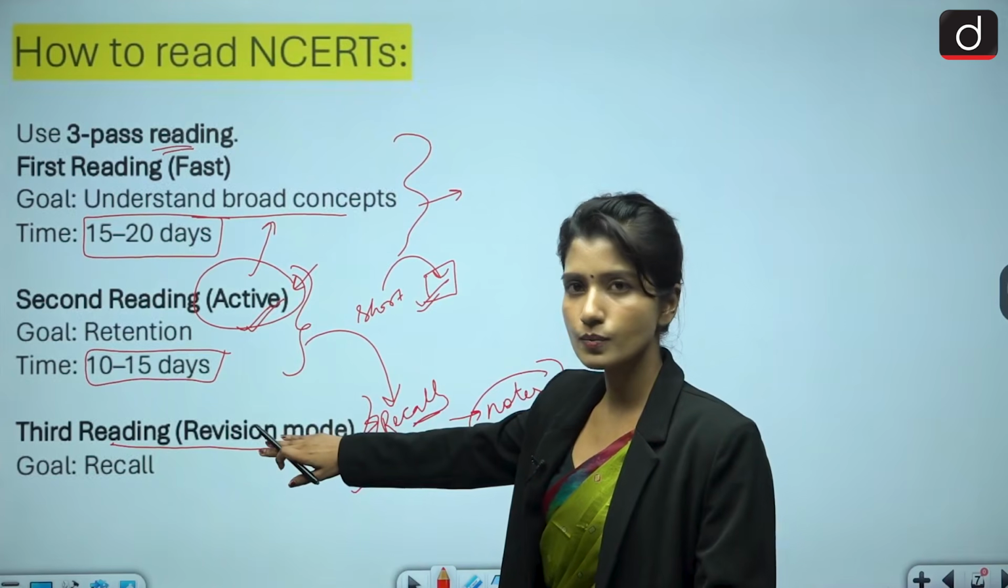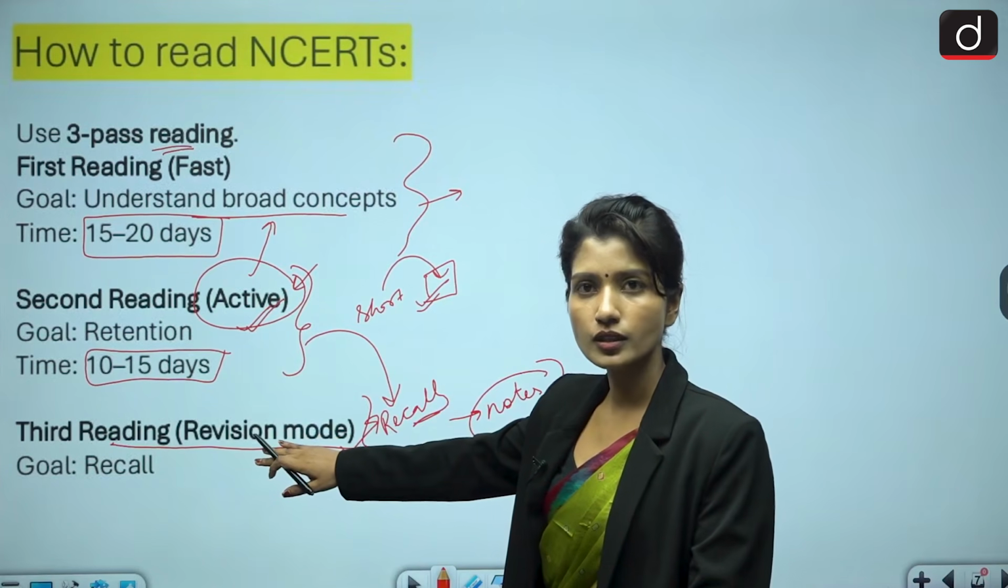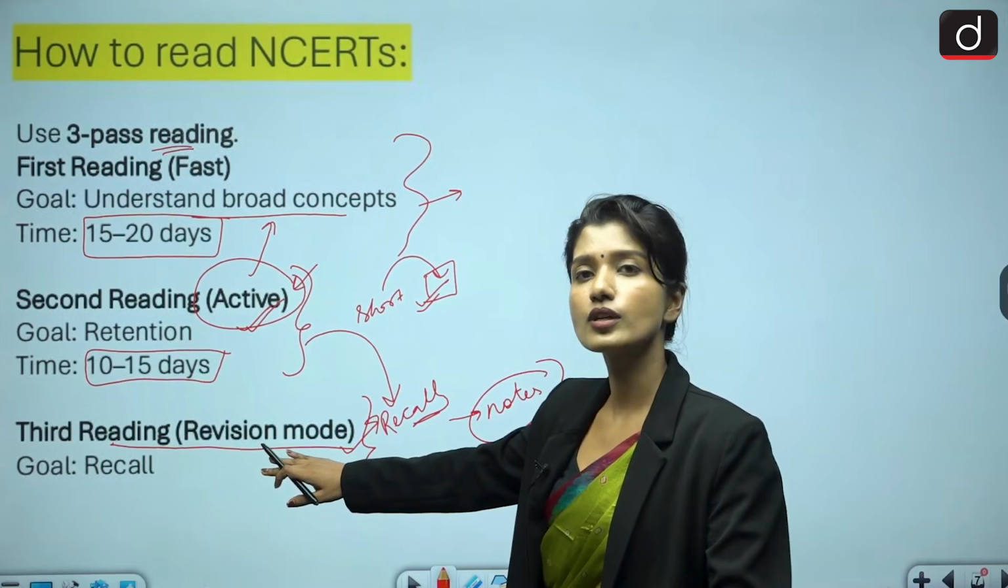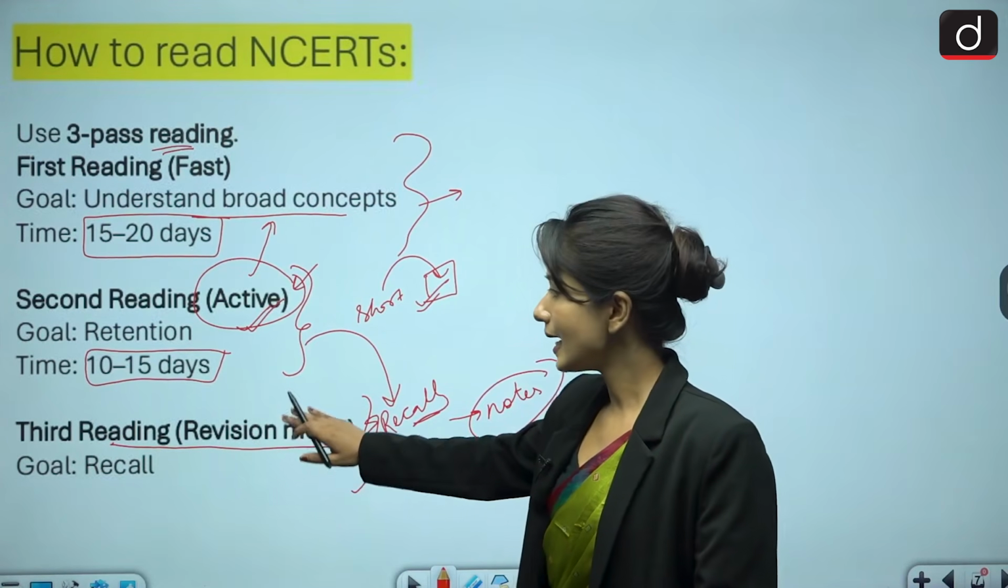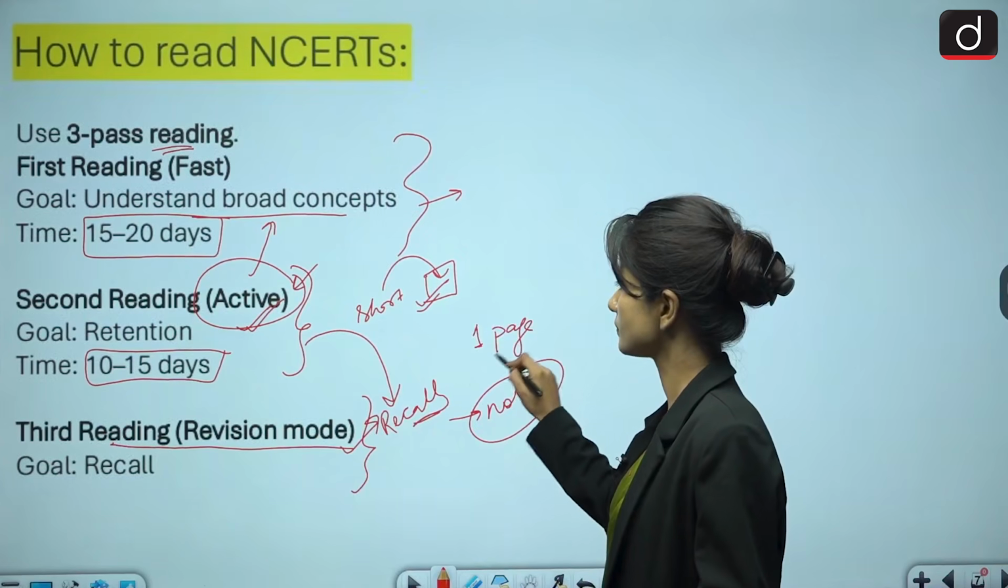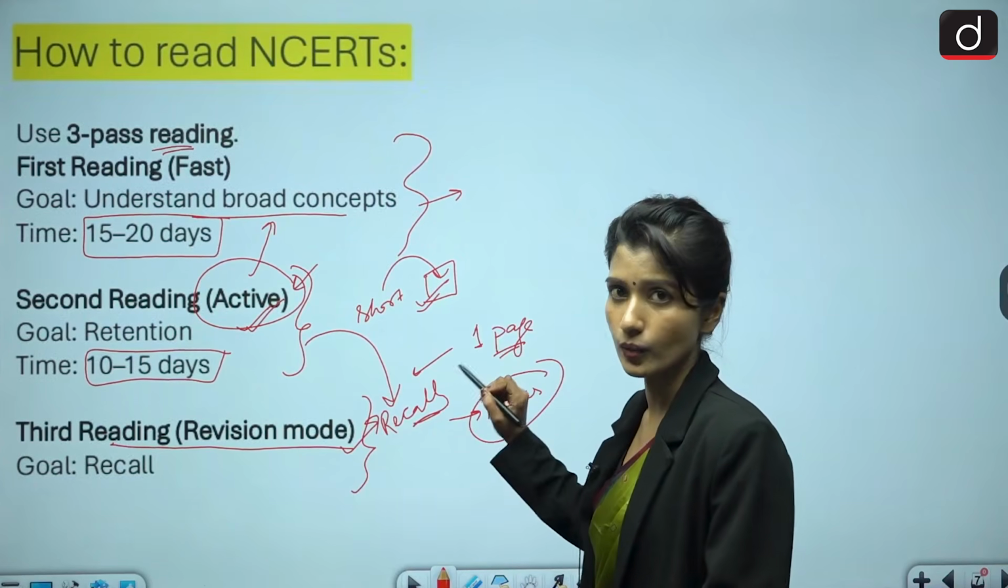Once you are at this mode, you open the book, you see a concept or a chapter, close the book, try to remember it, which is called active recall, and then make notes, 1-page notes. That's it, not bulky notes. Here's the stage when you actually do it.